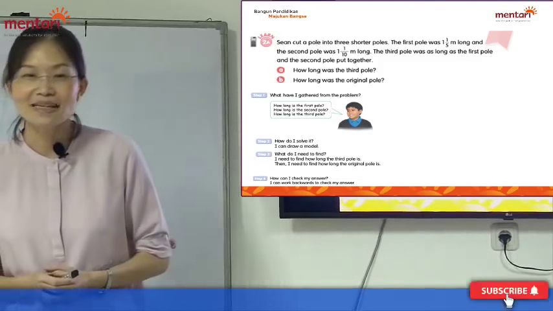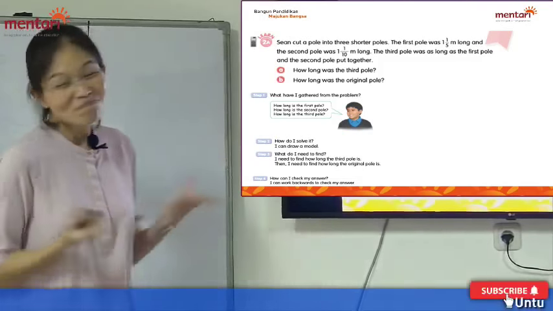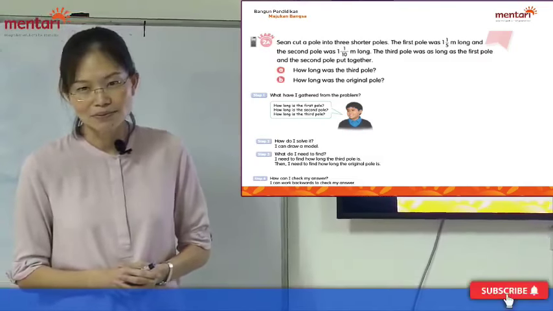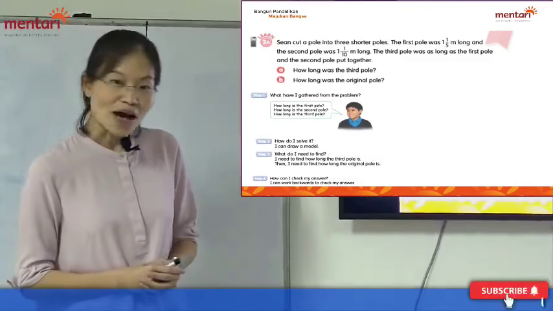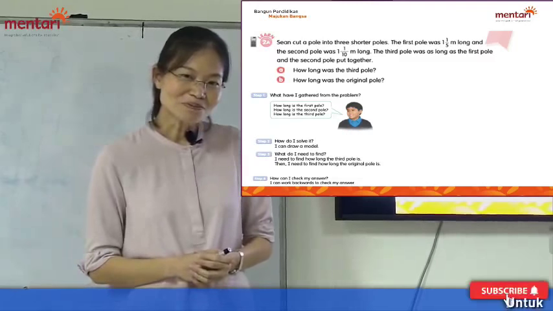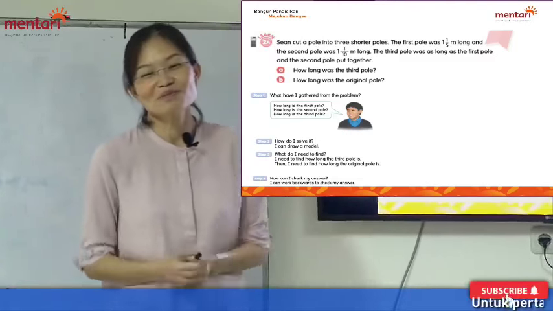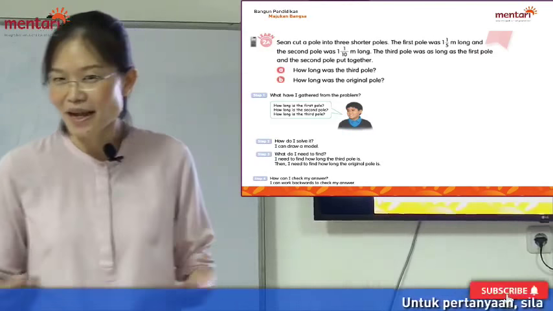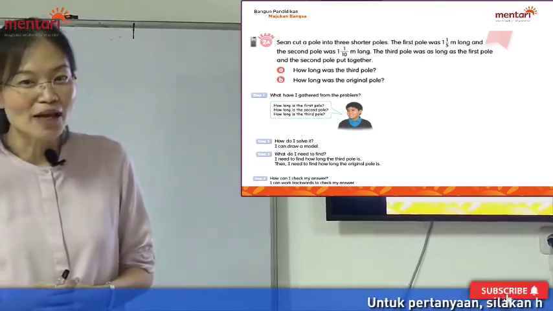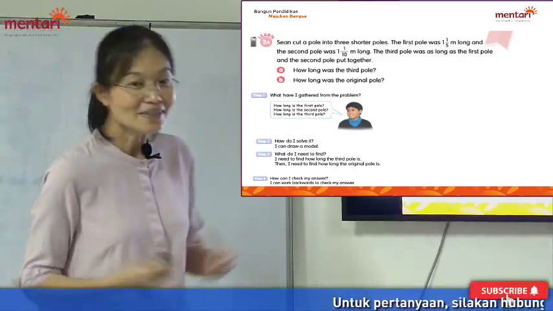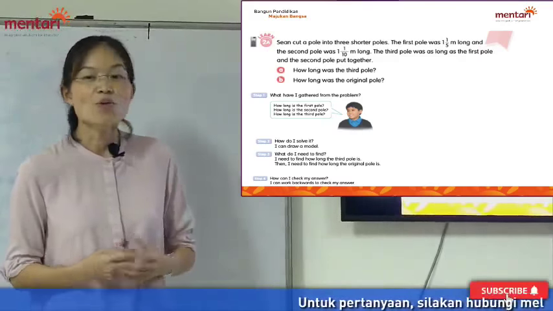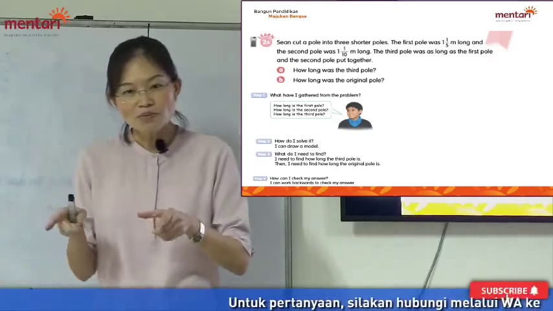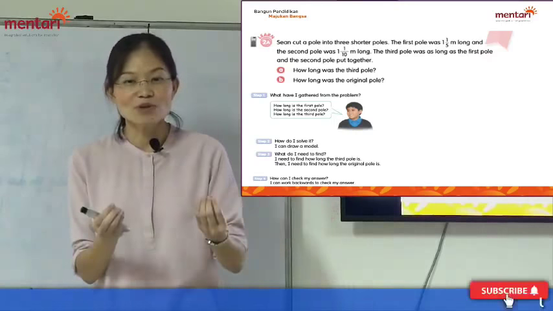How long is the second pole? 1 1/10 meters long. Do you know how long the third pole is? You don't know. All right, there's no number there. You are right. But is there any information or clue you can get from there? Yeah, it says that the third pole was as long as the first pole and the second pole put together.